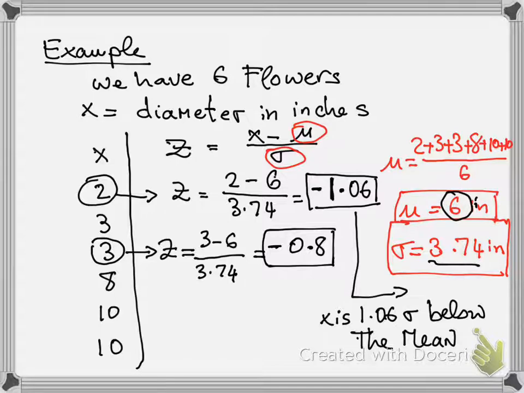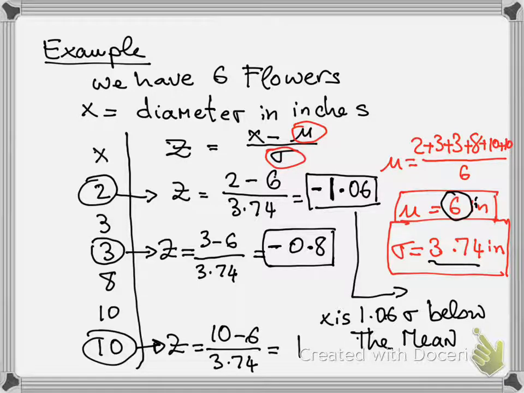For example, what would be the z-score of 10? If x is 10, then the z-score of 10 is 10 minus 6 over 3.74. That will be equal to positive 1.06. So that means that x is 1.06 standard deviations above the mean.